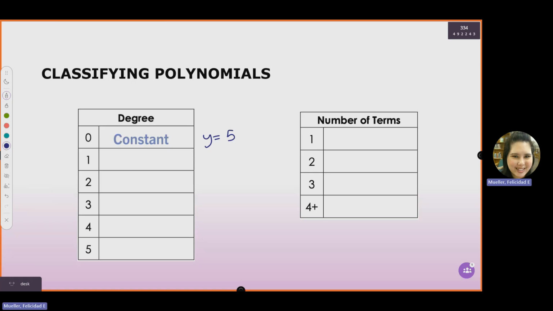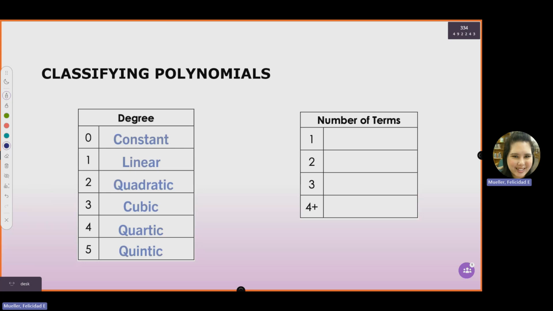Next, we have linear. So this again would be my highest exponent, so 1. So this would be like x plus 2. Quadratic function, and that's where we start getting a bit more familiar, would be anything with an x squared as the highest exponent. The highest exponent being a 3 would be a cubic. Highest exponent 4 would be quartic, and then quintic for 5.